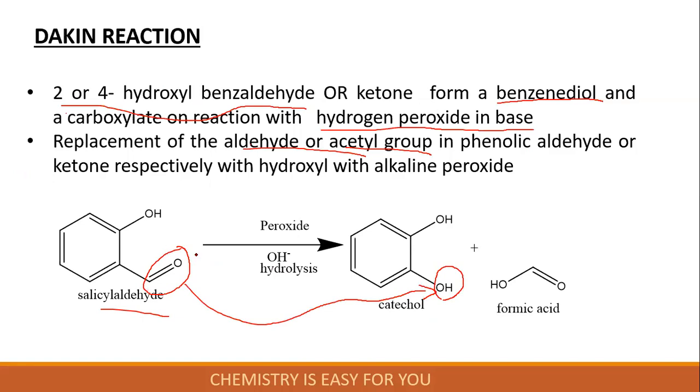What happens? The aldehyde CO, or the acetyl group in the ketone, that is CO, will be replaced by OH, and that will be the product of the Dakin reaction. Very simple. 2,4-hydroxybenzaldehyde is converted into benzenediol. Or we can simply replace the aldehyde or the acetyl group with the hydroxyl. But please be aware of the reagent. It will be alkaline peroxide, H2O2 in base. That should be the reagent.